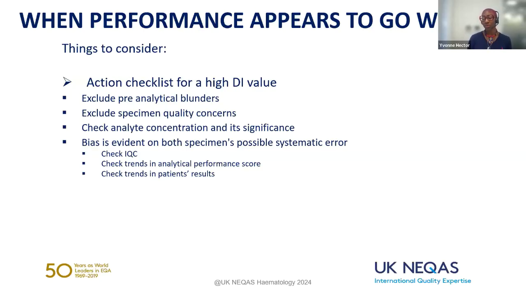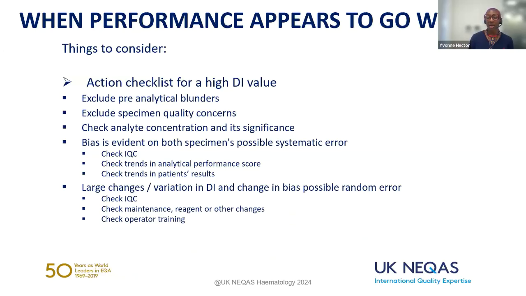Because a lot of participants come back being concerned about their performance when they get a high DI. However, if they're not concerned with the results they're getting for patient results, we then tend to encourage them to say that their machines are okay, and just to keep monitoring the EQA with us as we go along. There can be large changes and variations in DI and changes in biases possible due to random errors. So again, check the IQC, check your maintenance, reagents and other changes, and check operator training as well.